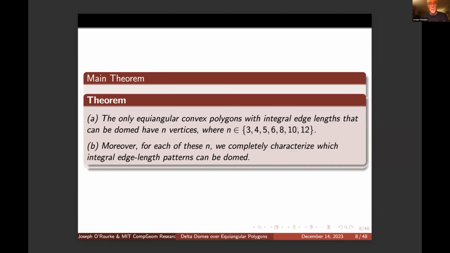That's the main result. And for each of these n, part B, we can characterize which integral edge length patterns can be domed. With the rectangle, it was the case that any A by B rectangle can be domed. But you'll see later on that this is not the case for, let's say, all octagons. So I will mainly focus on A throughout the talk.